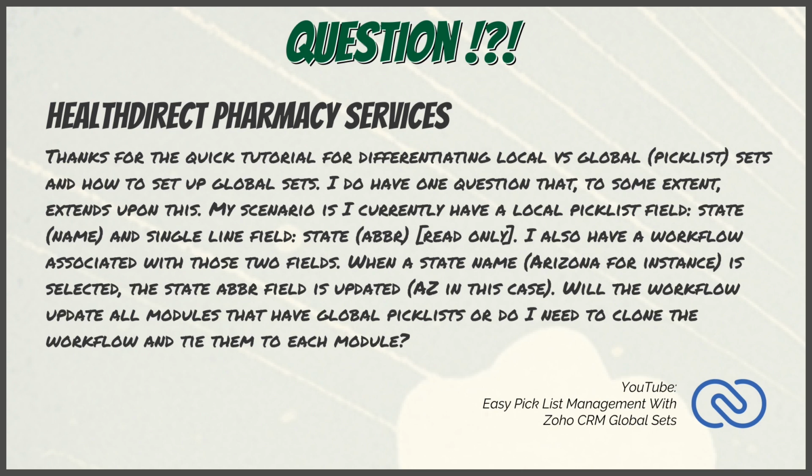My scenario is I currently have a local pick list field, the state name, and a single line field, the state abbreviated, which is read-only. I also have a workflow associated with those two fields. And when a state name, Arizona for instance, is selected, that state abbreviation field is updated, AZ in this case.